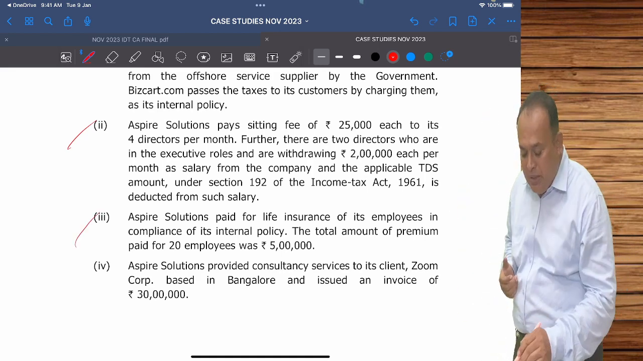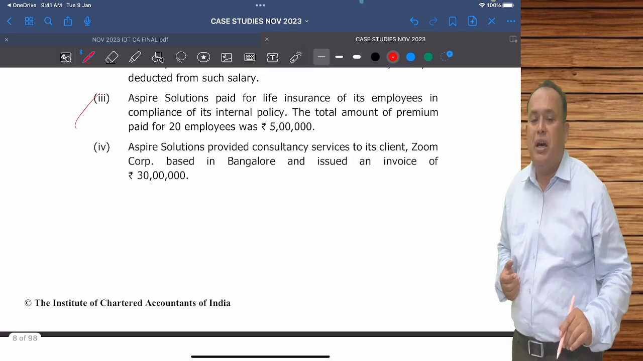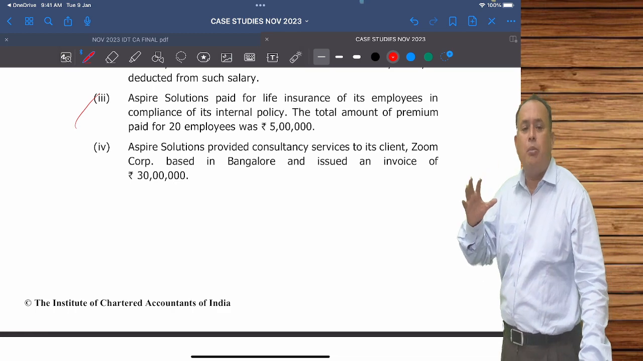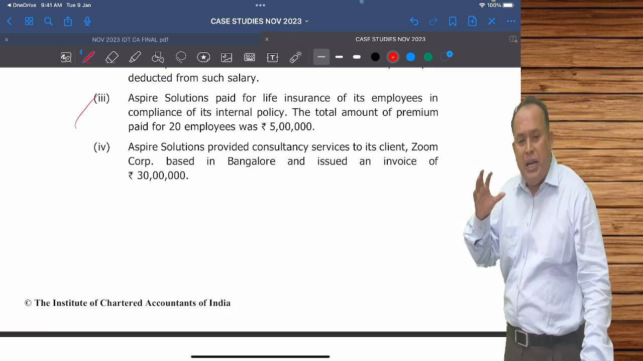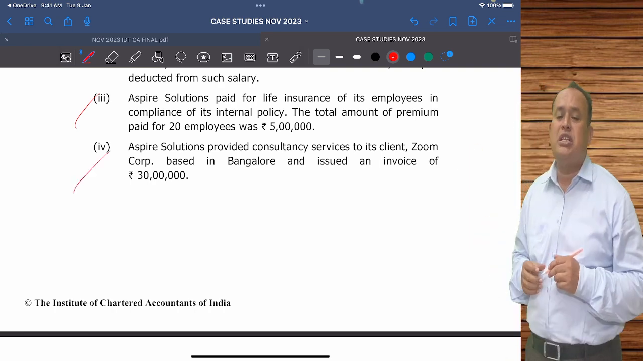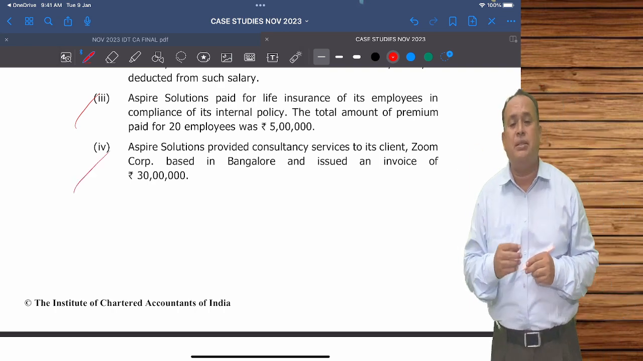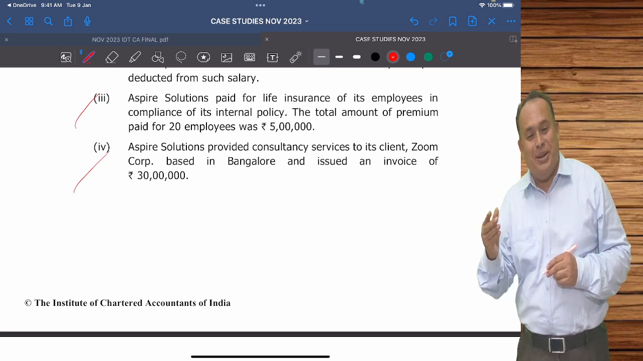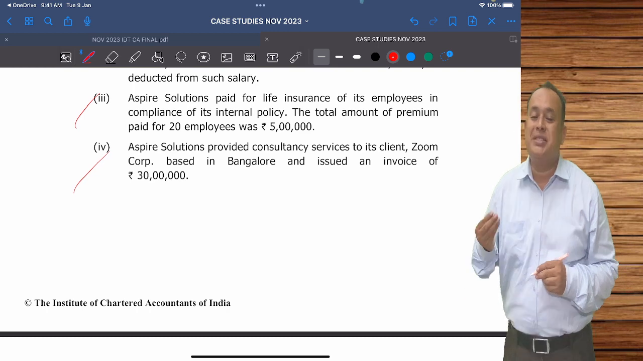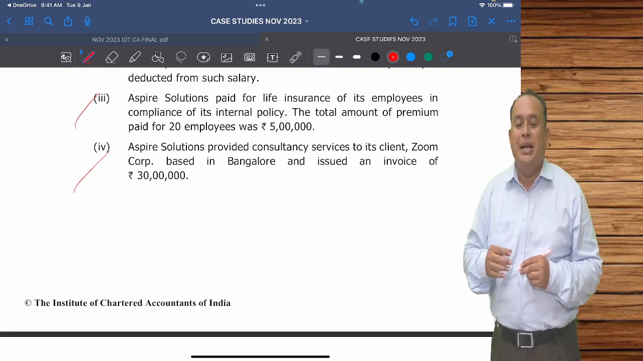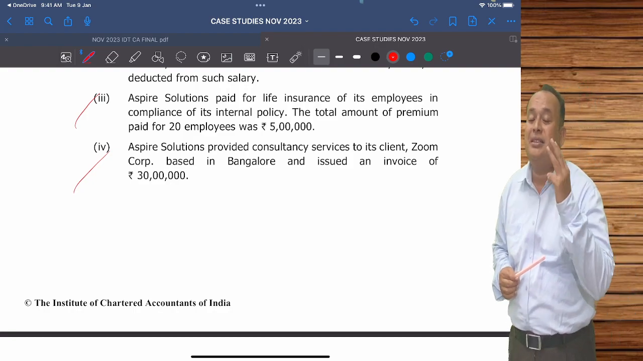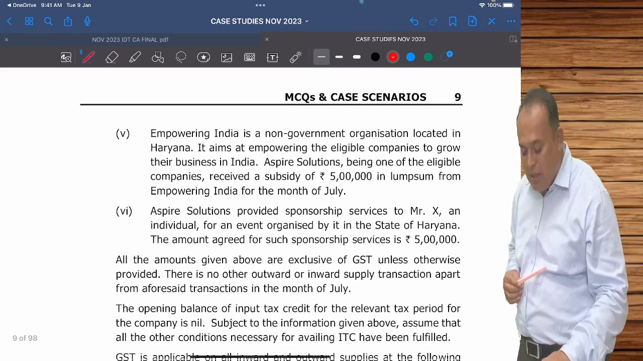Point number 3, Aspire Solutions paid for life insurance to its employees in compliance with its internal policy. The total premium paid is rupees 5 lakhs, comprising 20 employees. Point number 4, Aspire Solutions provided consultancy services to its client Zoom Corporation based in Bangalore and issued an invoice of rupees 30 lakhs.